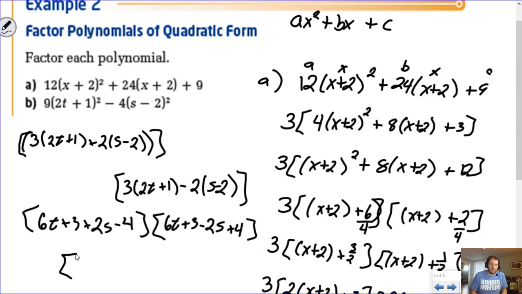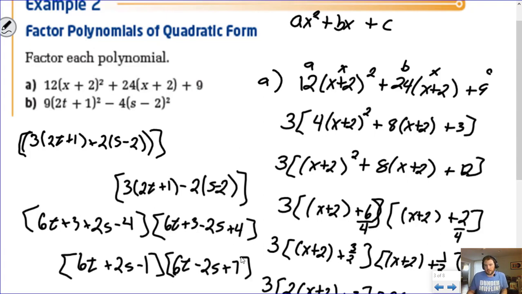And then finally, 6t. There's no more t's, so it's just going to say 6t. There's no more s's, so it's just 2s. But then positive 3 minus 4 is negative 1. And again, 6t, and this time negative 2s, and 3 plus 4 is 7, right? So a little different, probably a little weird, probably not something that you're used to seeing, but still just applying these same skills that we've been practicing.